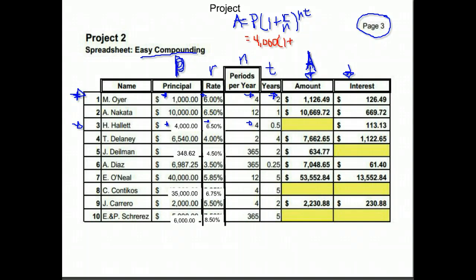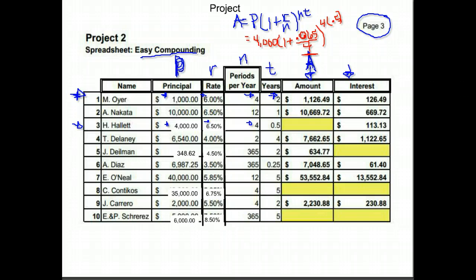So let's do that first one. Let's fill in the information they gave us. Okay, so the principal amount for this H. Hallett, it said was $4,000. The rate was 6.5%, so move the decimal over 2 places and you get 0.065. The periods per year, or the number of times it's compounded in a year, it said was 4, and the number of years, the amount of time was T. So up here, our number again is 4 times the amount of time is 0.5. And all we have to do is calculate that, and we'll have our number for the amount.